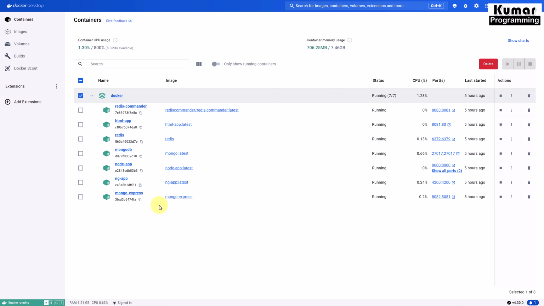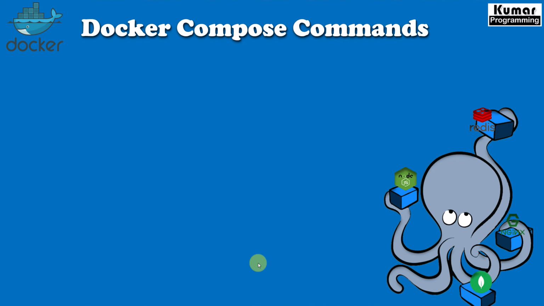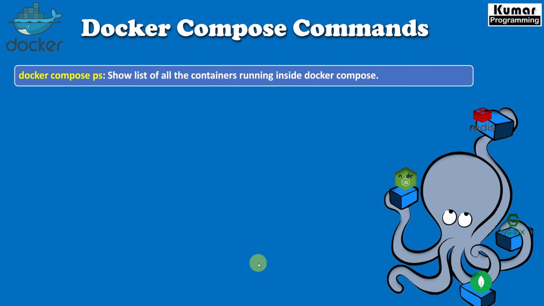So now in this video, we are going to learn how to manage all these services inside our Docker Compose by using Docker Compose commands. So let's see it in action. The very first command which we have is docker compose ps. The docker compose ps command is used to show the list of all the containers running inside our Docker Compose, right?